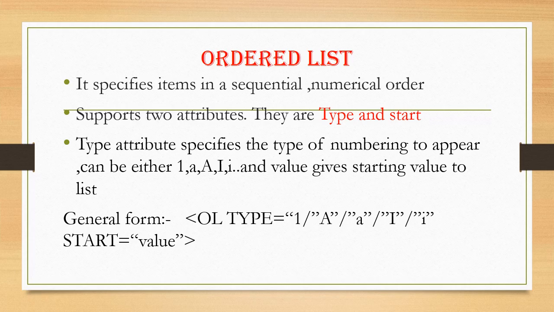Next, English should be 7. So I can give the start value as what? Type equal to 1, start equal to 5. So it will be starting from where? From the 5th value only. Okay, so we can mention that also.